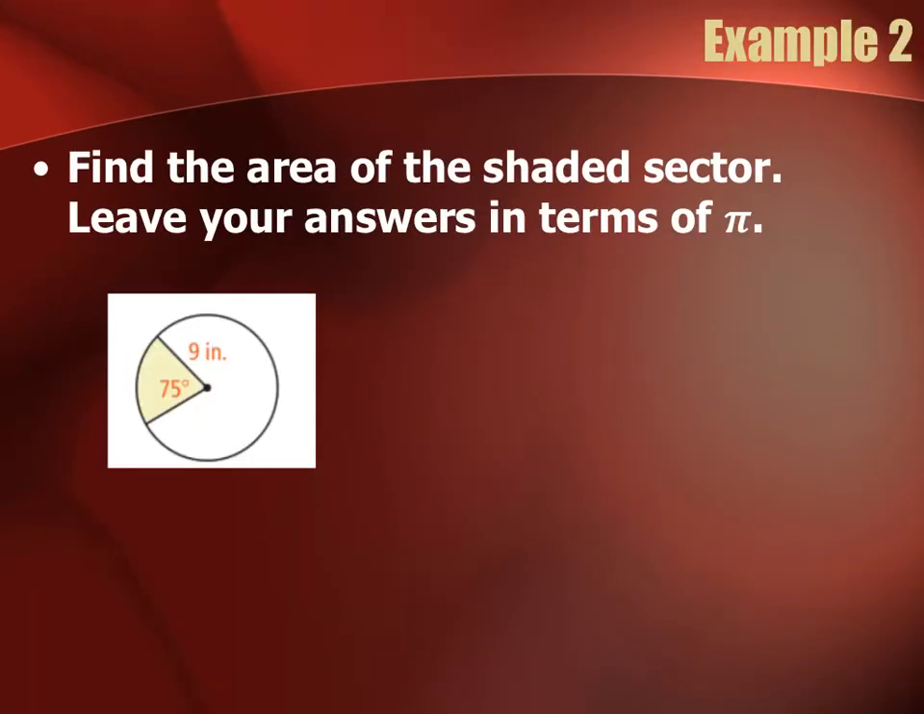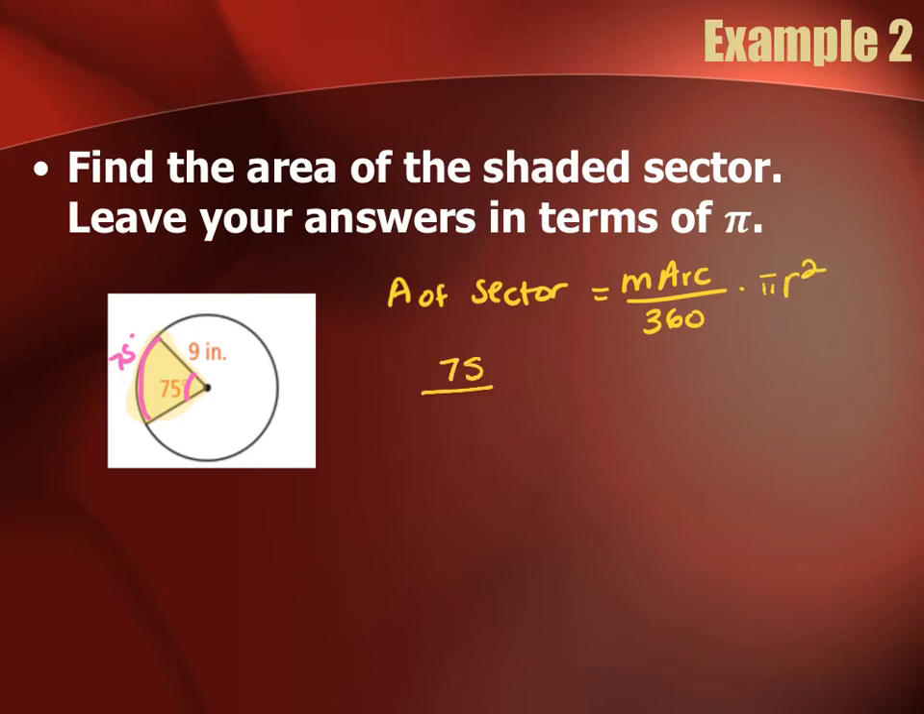Okay, example 2, find the area of the shaded sector. Leave your answers in terms of pi. This time, we're finding the area of this little sector. The measure of this angle is 75, which means the measure of this arc is also 75 degrees. So the area of the sector equals the measure of the arc over 360 times pi r squared. So it'd be 75 over 360 times pi times 9 squared.